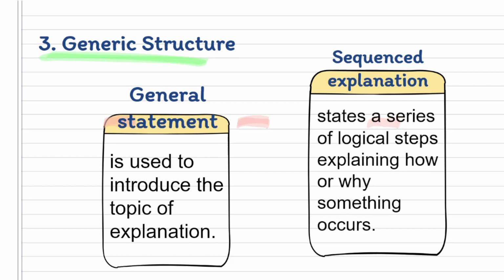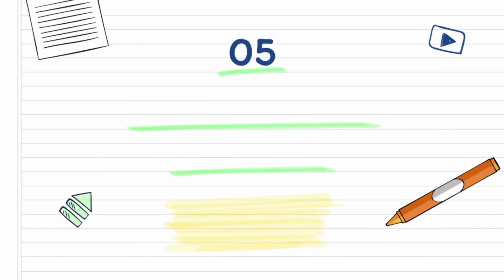And the second is the sequence of explanation. This is where we explain how something works or why something happens. It states a series of logical steps explaining how or why something occurs. Okay, we also have a closing, but that's optional. General statement, sequence of explanation, and closing. But closing is optional. It means we can have it or we can leave it out.